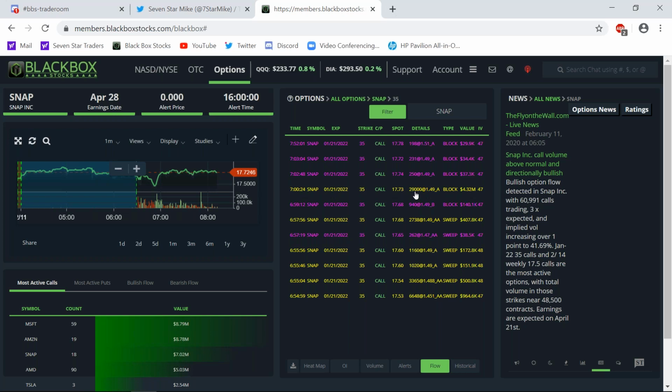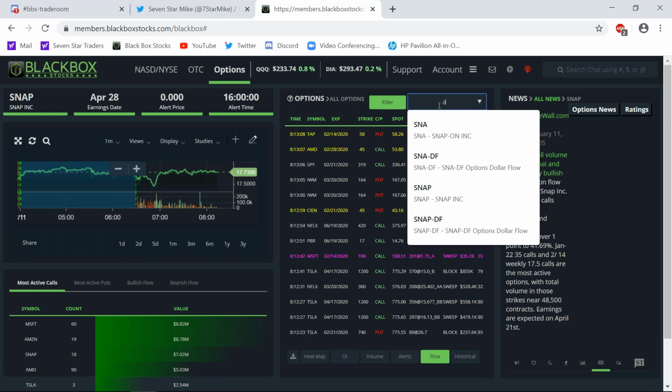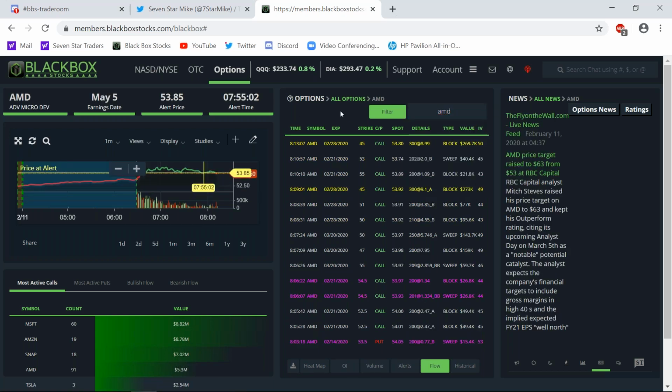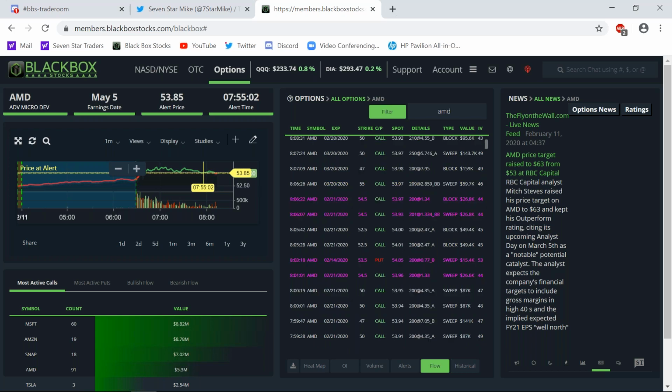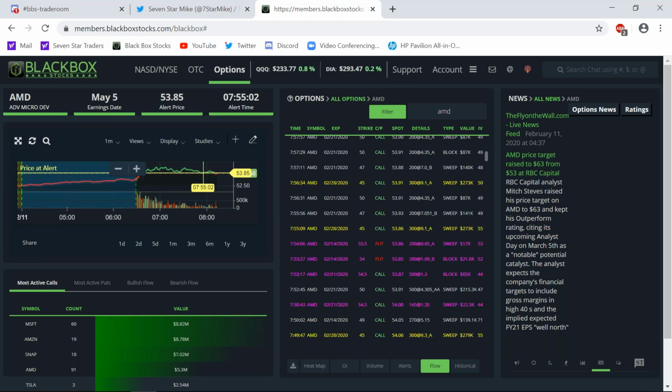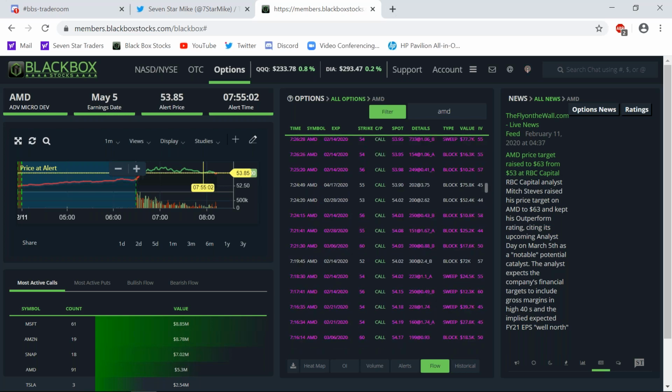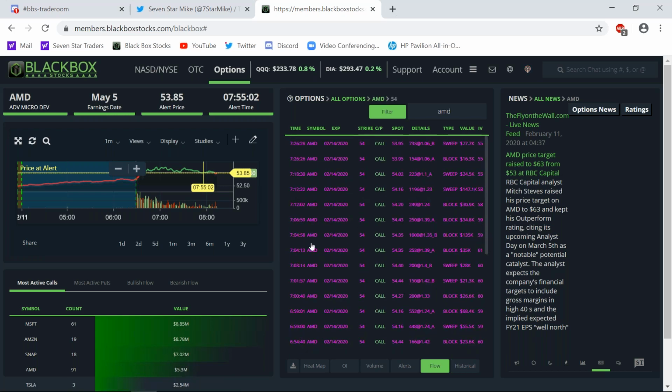I'm going to give you a few examples, then I'm going to go back to the full real-time flow to give you an example of what we're seeing that's different from what we're seeing on the screen right now. And then I'm going to go into what it all means and how we use it. So that's Snap. AMD, what I want to point out on AMD is we had some action on 214.54 is what I'm looking for.